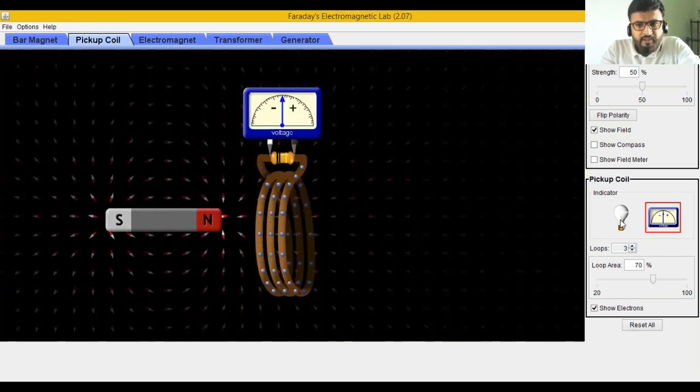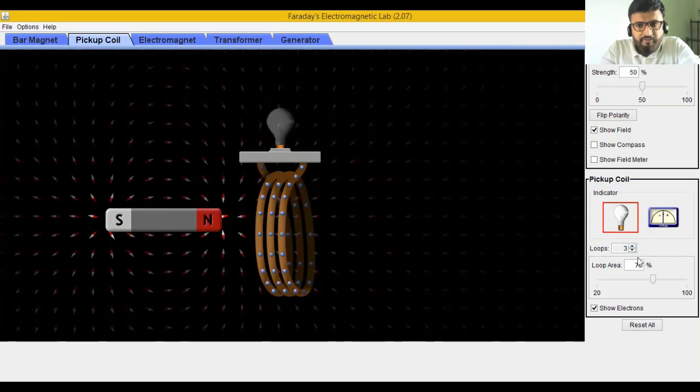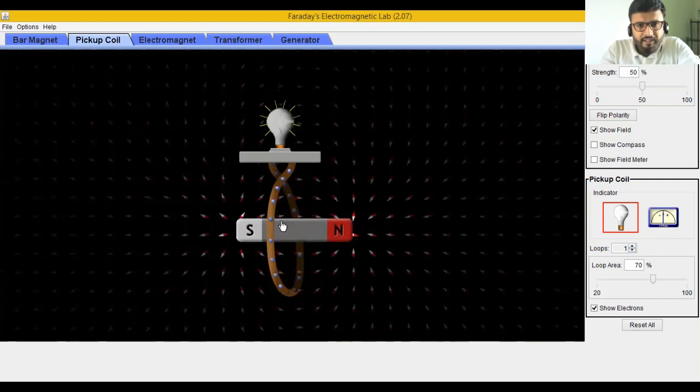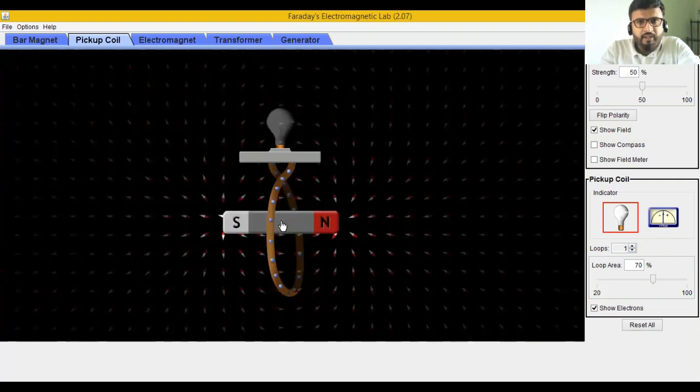We can replace it with a bulb, reducing the number of loops as it was before. Now the bulb is giving light. Note that when the magnetic field is there, the voltage is not being produced. When the magnetic field changes, only then is the EMF induced. EMF means electromotive force. You can for the time being consider it as voltage.